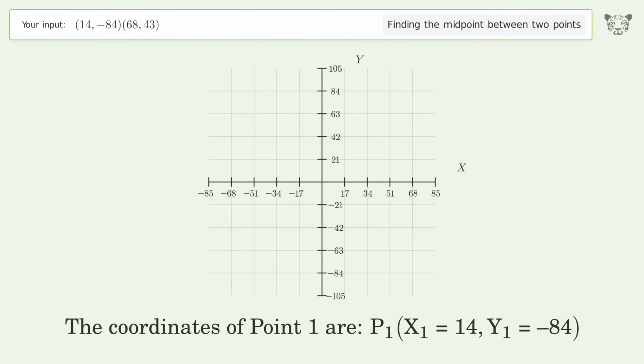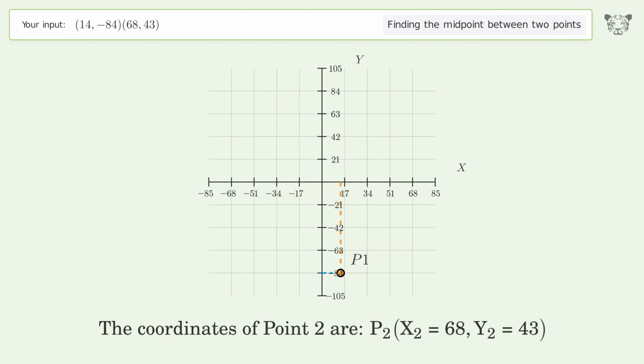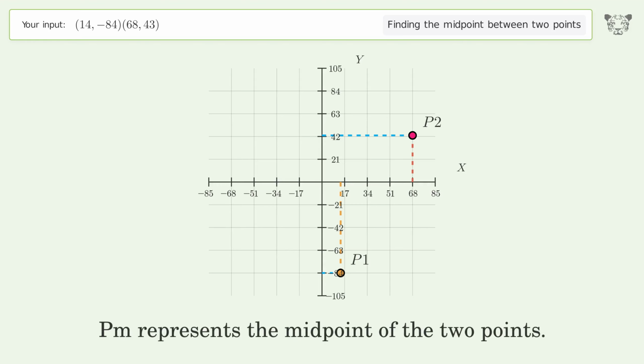The coordinates of point 1 are, x1 equals 14, y1 equals negative 84. The coordinates of point 2 are, x2 equals 68, y2 equals 43. PM represents the midpoint of the 2 points.